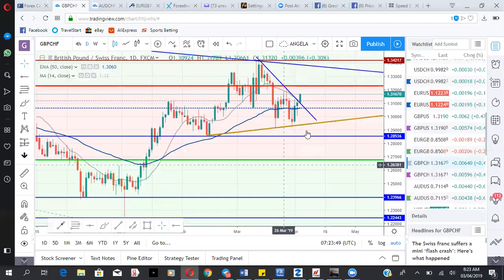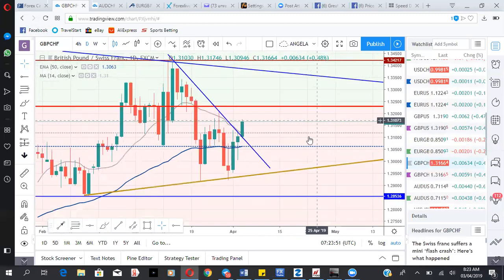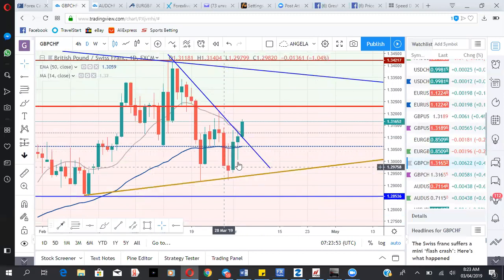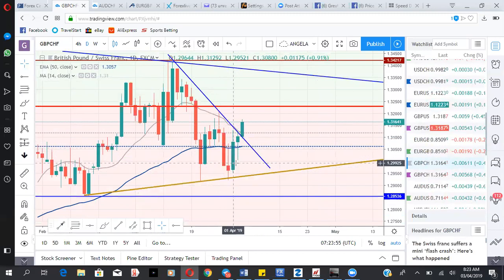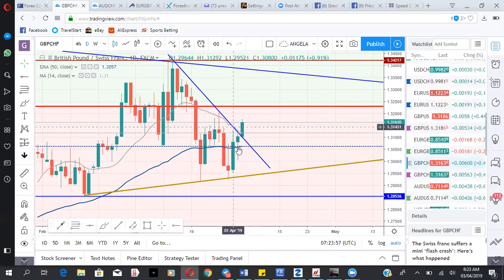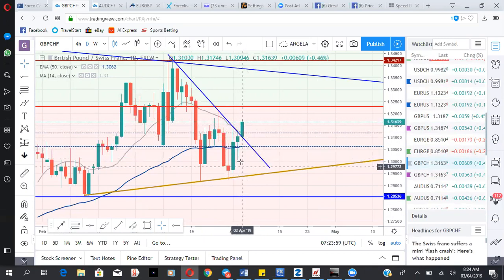The next pair we're looking at is the GBPCHF. Looking at the GBPCHF, it has broken this trend line. And if you look at it, this evening or morning star formation with this long upper wick still shows buying pressure, and you have a sort of double bottom playing out.